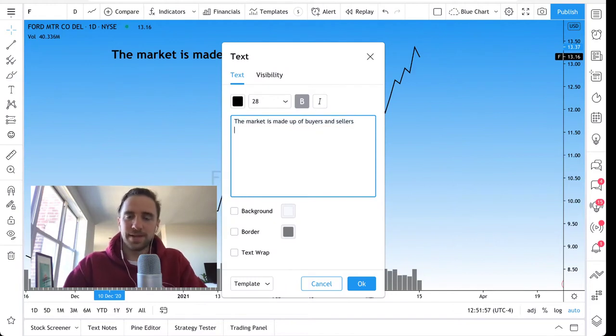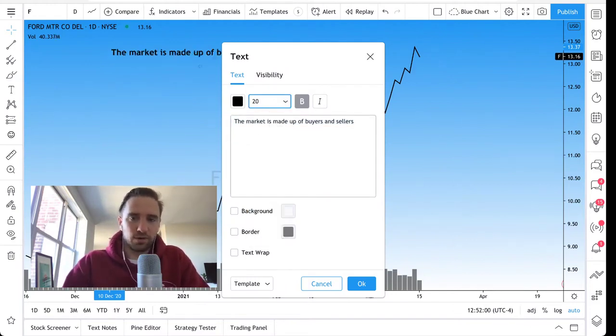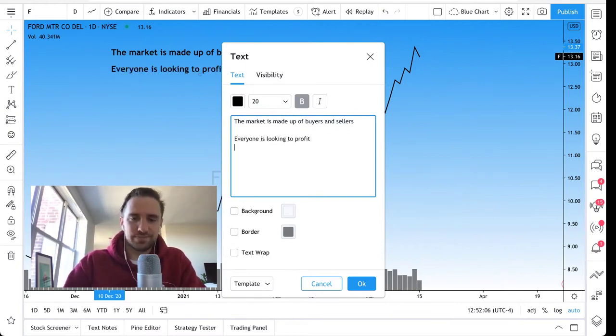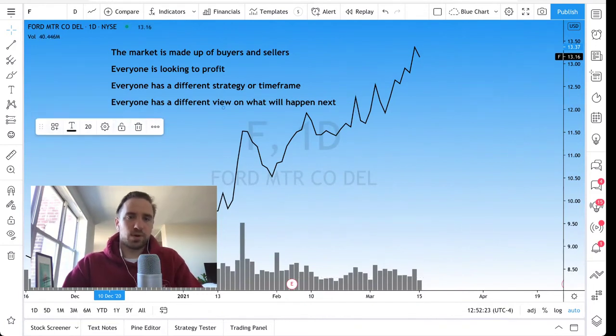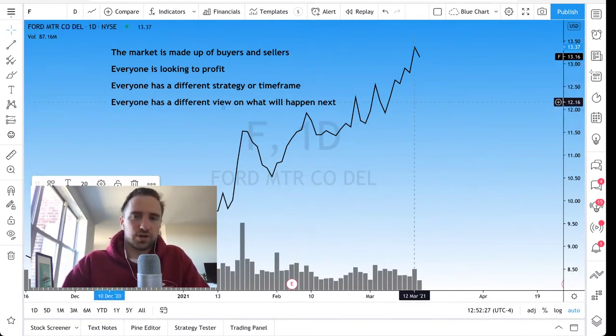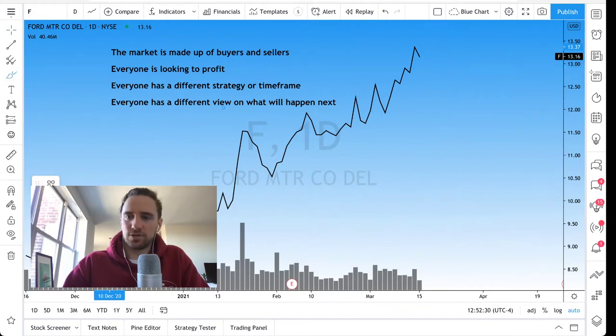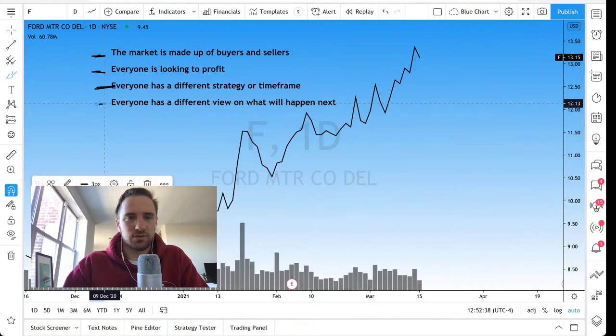Do not forget that. Next point, that's really important, is that everyone is looking to profit. Everyone has a different strategy or time frame, and everyone has a different view on what will happen next. So these are some really important points I want to add here, because when you see the chart trading second by second, when you see that Ford is trading at $13.16, these 4 points are all happening in real time on this chart and just in markets in general. Let's go through each of them.